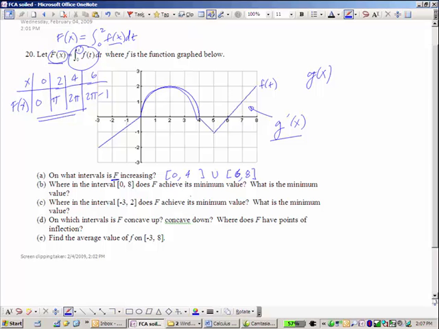All right. Let's try B. From 0 to 8, where does it hit a minimum, and can we figure out what that minimum value is?